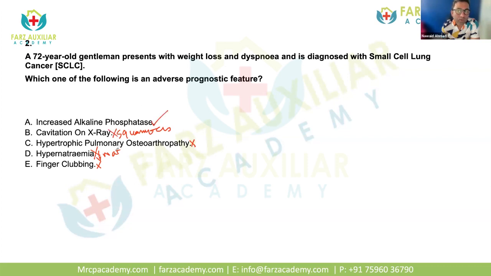As I said, in MCQs it is very important to try and rule out the options. If you're not very clear what the answer should be, or you do not have any knowledge of what the answer should be, you simply look at the options and try to rule out each option one by one.